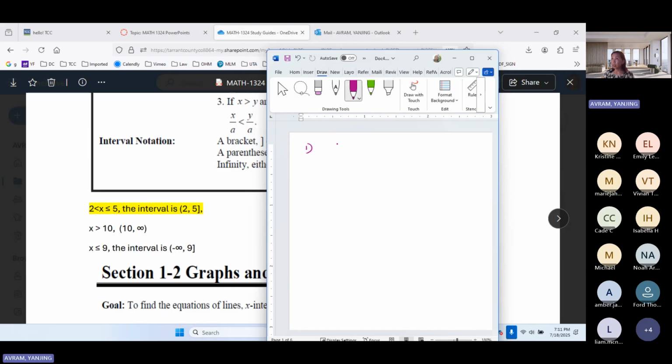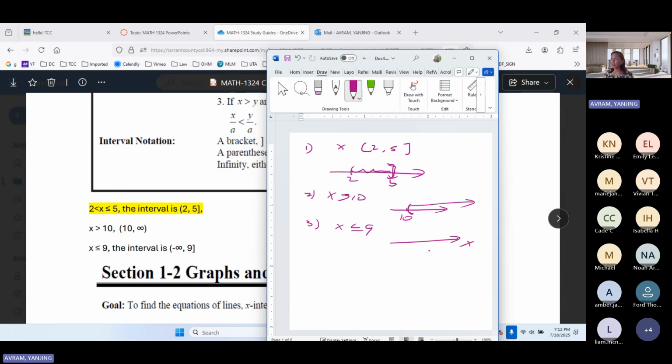The first one, x is between 2 and 5, right? So that is 2 here, 5 here, and in this interval, that is the x value. The second one, x is greater than 10, so 10 is the minimum, and you use a parenthesis because there's no equal sign. So this will be 10 to infinity, okay? And the last one, x is less than or equal to 9. So 9 is the maximum, and then we go all the way to the left. That's why you have negative infinity to 9. And this one is 10 to infinity.